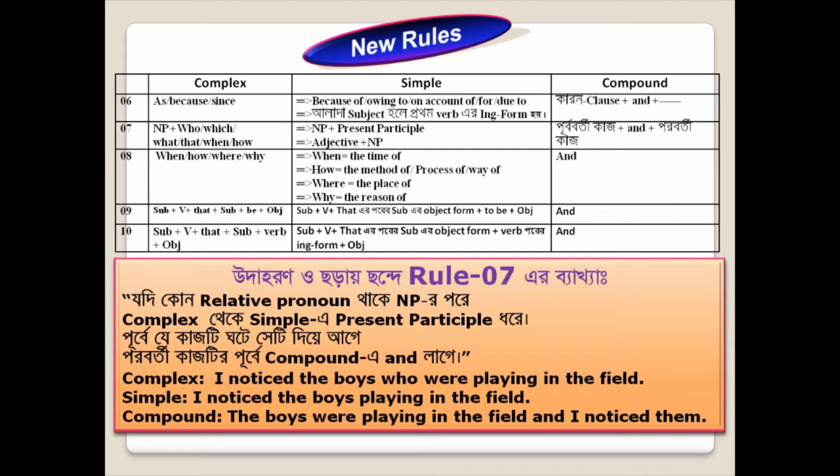When there is when, how, where, why in complex, you will have to use, in simple, when: the time of, how: the method of, the process of, the way of, where: the place of, why: the reason of, and in compound you will have to use and.